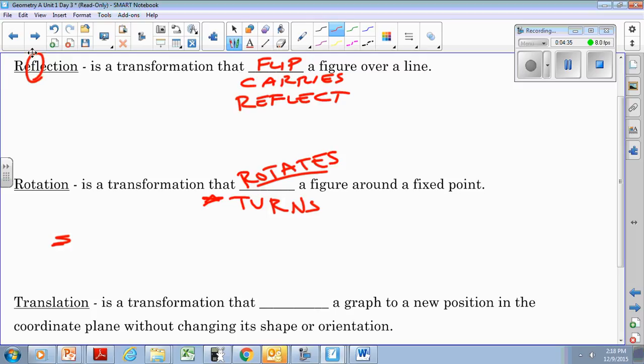Translation is a transformation that changes a graph to a new position. This is another one where we circle two letters. Circle the SL is what I'm trying to circle, and that's supposed to be your hand. What was that other word that somebody said? I said changes the graph to a new position. Changes. Yeah, that has some possibilities.